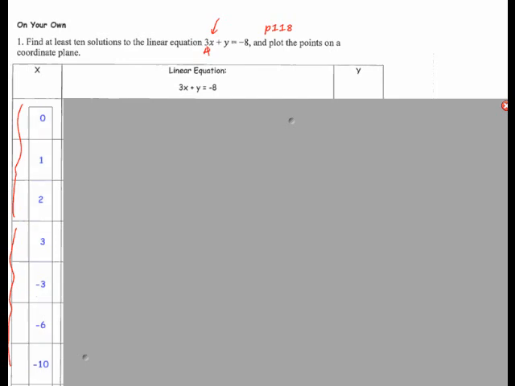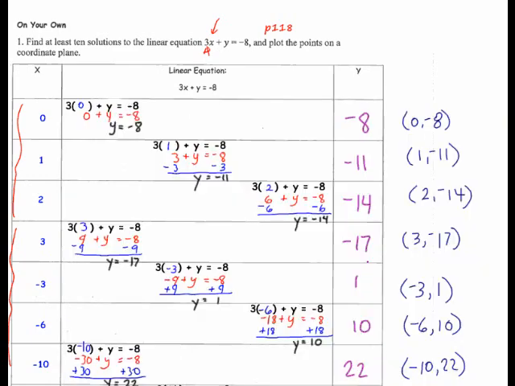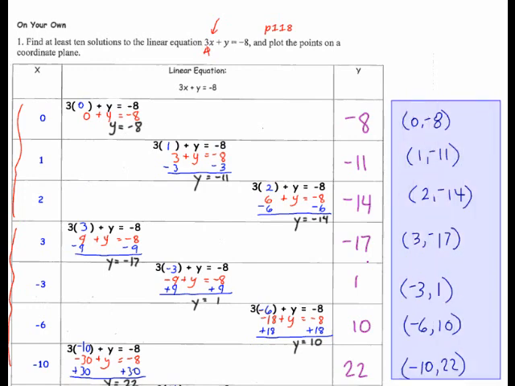These are the numbers that I have chosen to use. Now keep in mind that your table may look different depending on what numbers you chose. What I did is I substituted each of my values for x, and then I solved for y. These are the ordered pairs that I came up with.